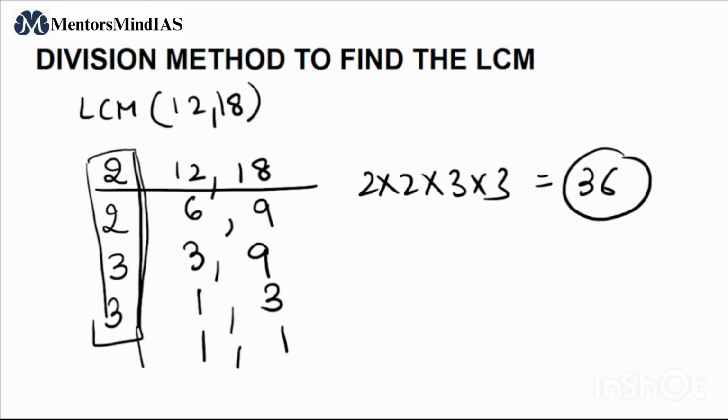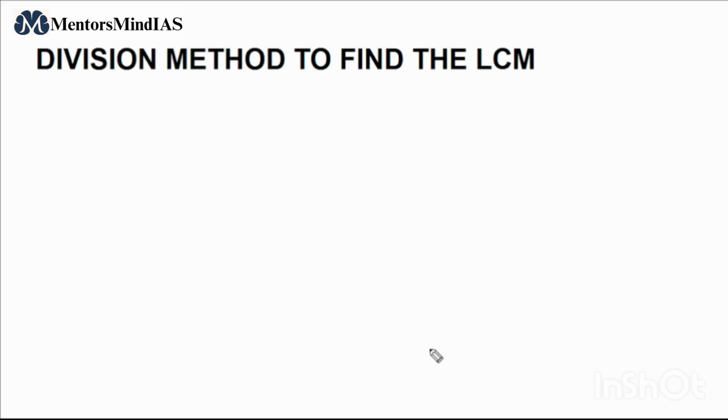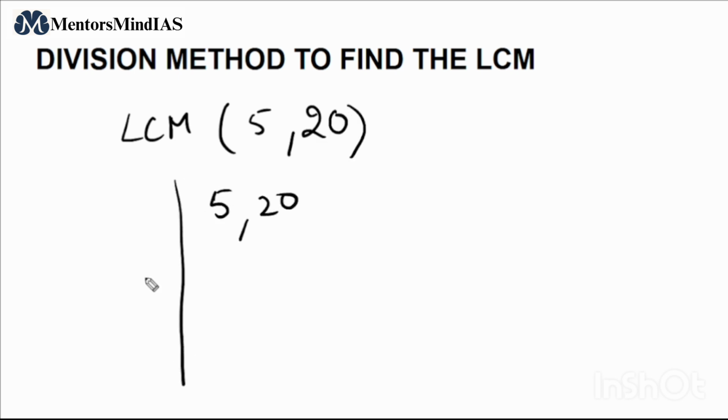Let us look at some other example also. LCM of 5 and 20. I write it in a tabular form. Then start with the least number that can divide either one of them or both of them. Here the least number that can divide both of them is 5, but the least prime number is 2. You can start with 2. Here 5 nothing, so just write it as it is. Here it divides, so 10.